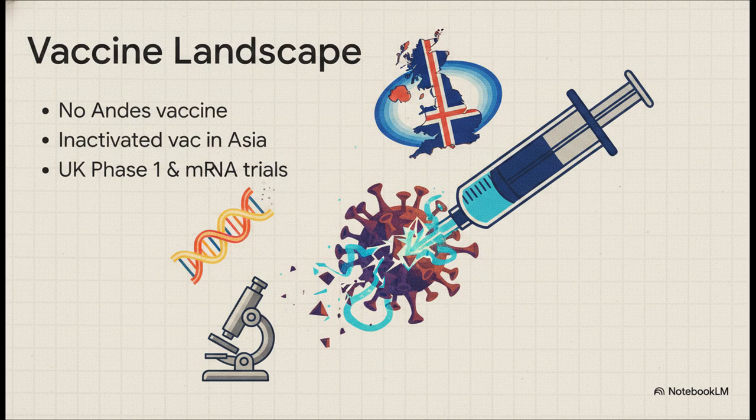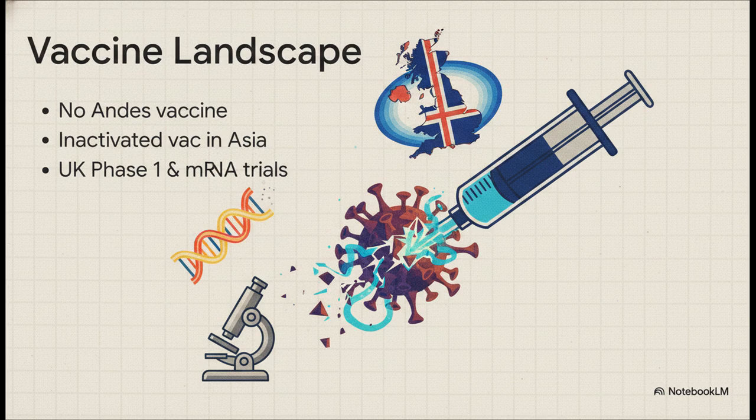There are some inactivated whole virus vaccines used regionally in places like South Korea and China. But, and this is a big but, the notes explicitly confirm that there is currently 0 vaccine available for that highly dangerous human-to-human transmissible Andes strain.